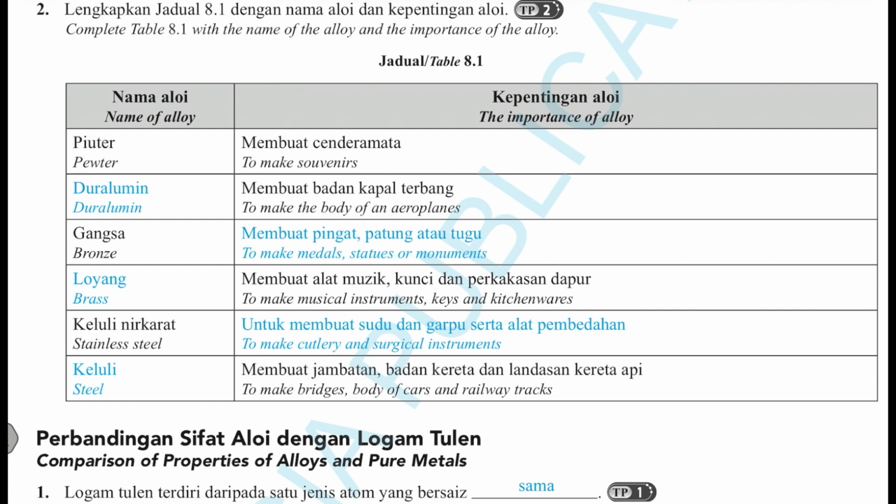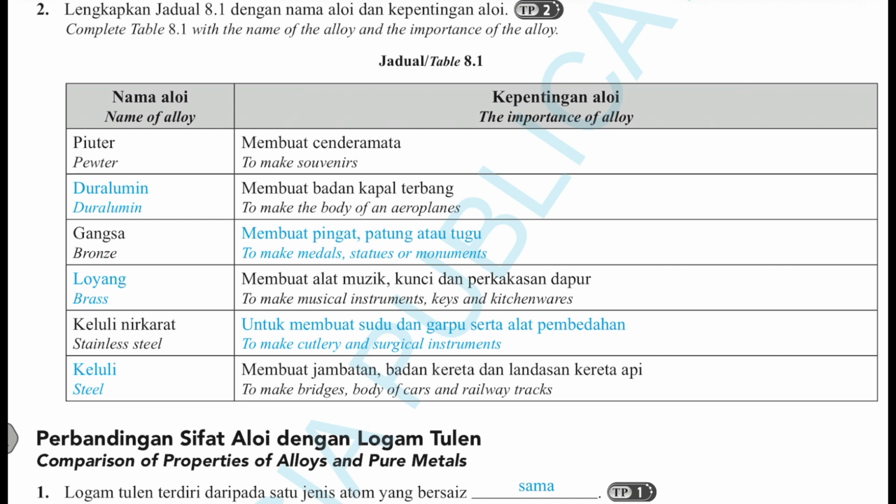Actually, banyak objek di sekeliling kita ni diperbuat daripada alloy. Dia bukan diperbuat daripada logam tulen, tetapi logam yang telah bercampur dengan unsur yang lain untuk dijadikan alloy. Ya, ada sebab kita gunakan alloy ni untuk buat banyak benda, ada sebab ya. Nanti saya akan terangkan. Okay, I give you an example.